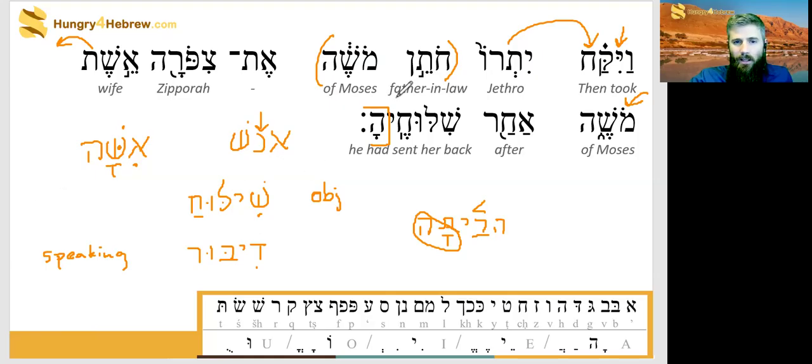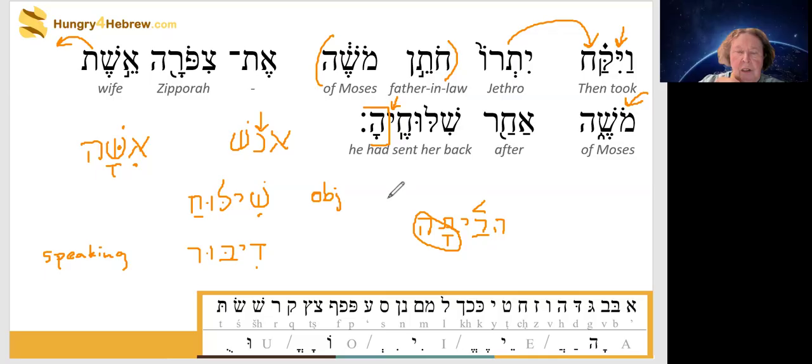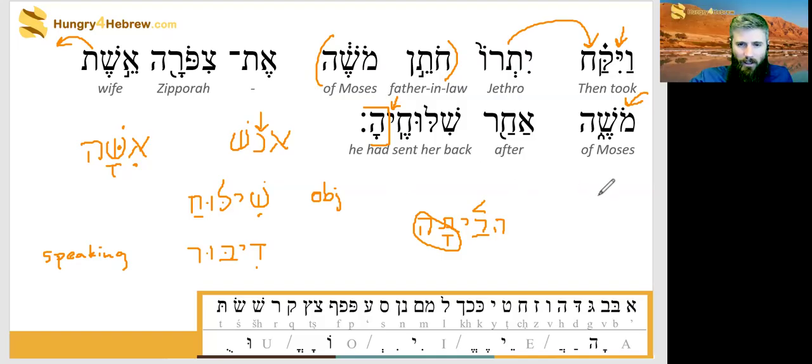All right. So then there's a yod here. Usually when there's a yod attached to a noun before a pronominal suffix, what does that usually mean? I'll give you an example. Melacheha.